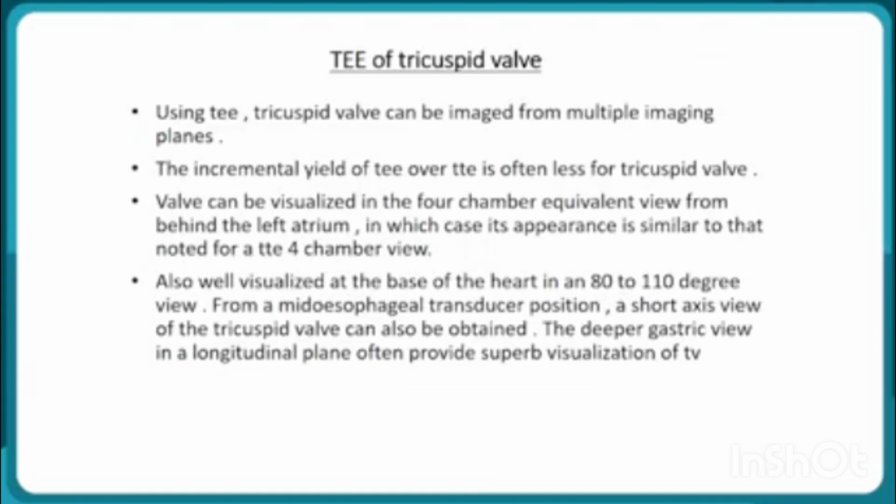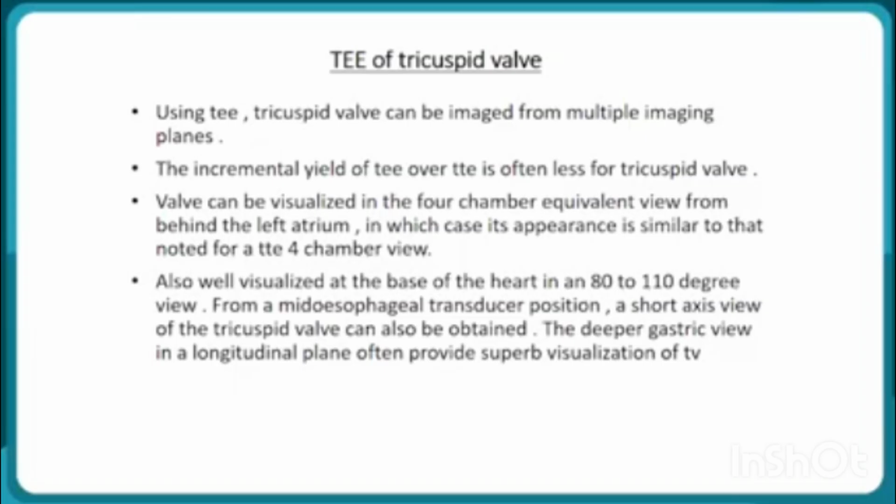For transesophageal echocardiography, using TEE, the tricuspid valve can be imaged in multiple imaging planes. The incremental yield of TEE over TTE is often less for the tricuspid valve, being the most rightward structure. The valve can be visualized in a four-chamber equivalent view from behind the LA, in which case its appearance is similar to that noted in the TTE apical four-chamber view. It is also well visualized at the base of the heart at 80 to 110 degrees omni angle. From a mid-esophageal transducer position, a short axis view of the tricuspid valve can also be obtained.